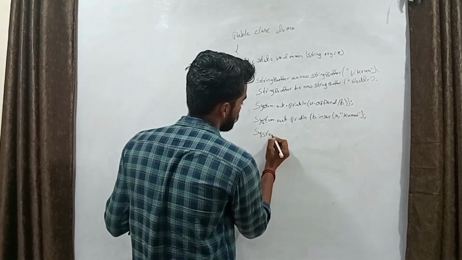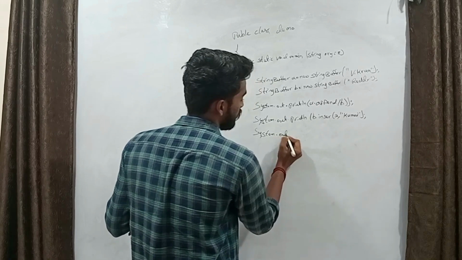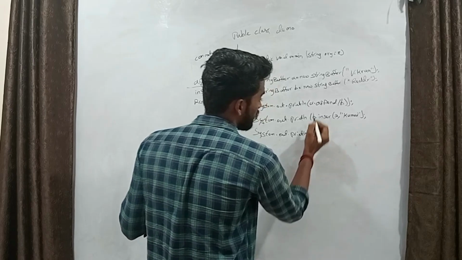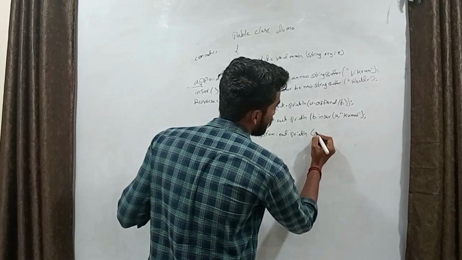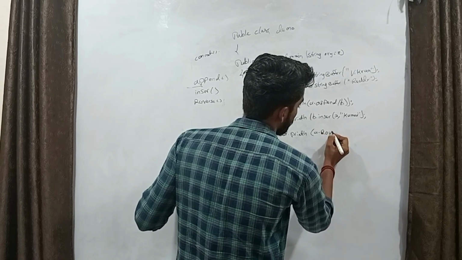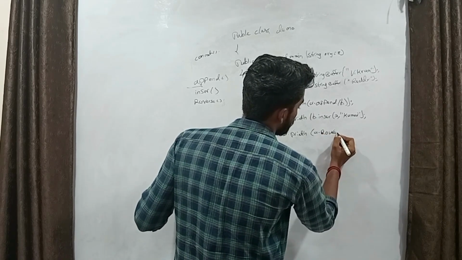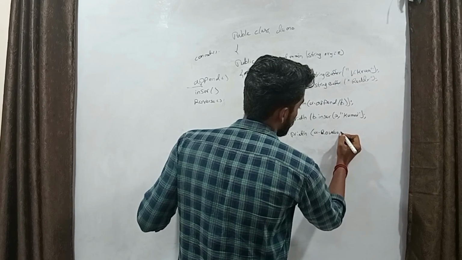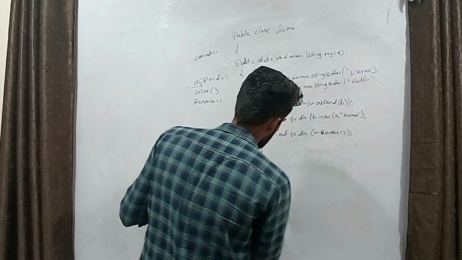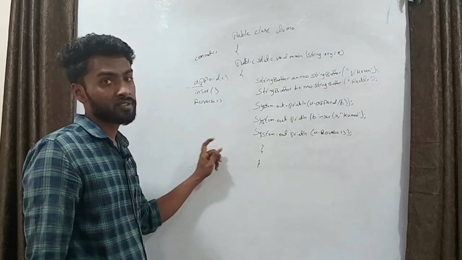System dot out dot println, a dot reverse, B reverse. This is about StringBuffer.